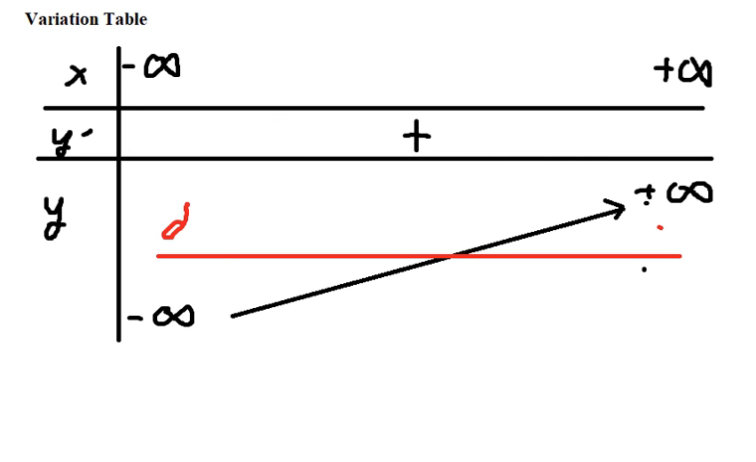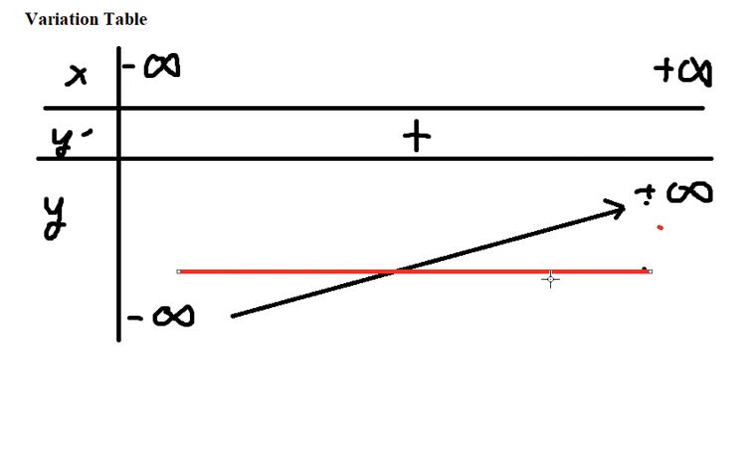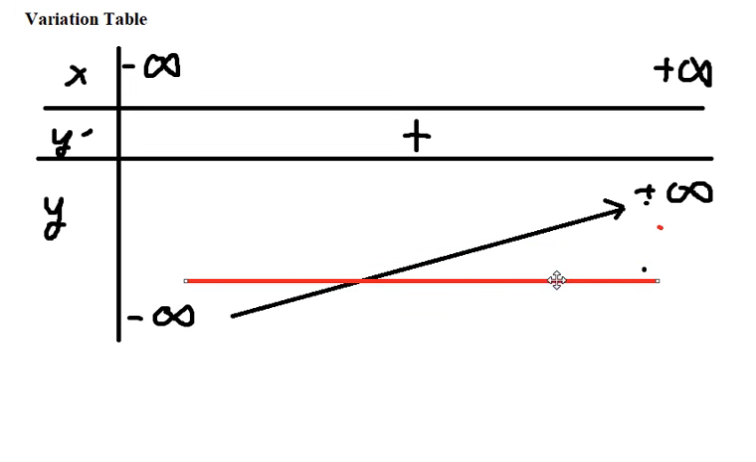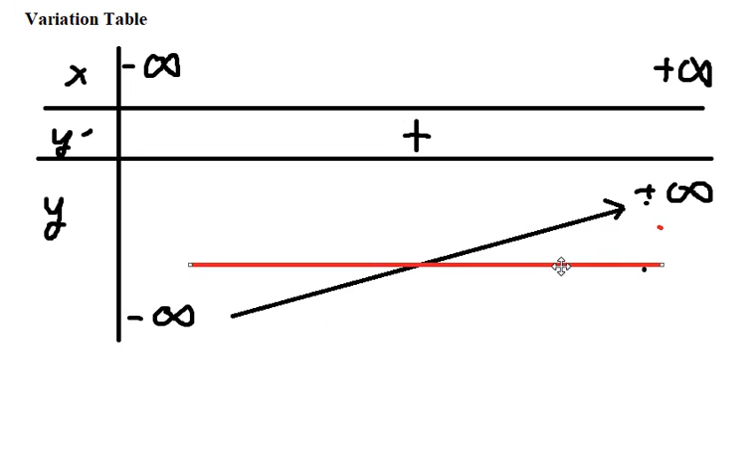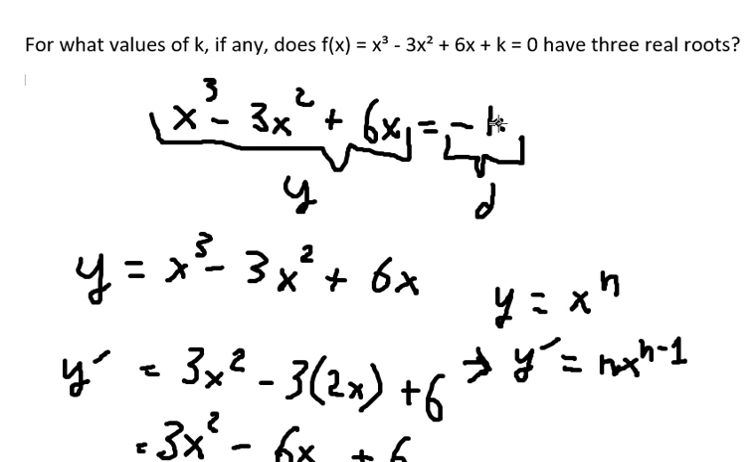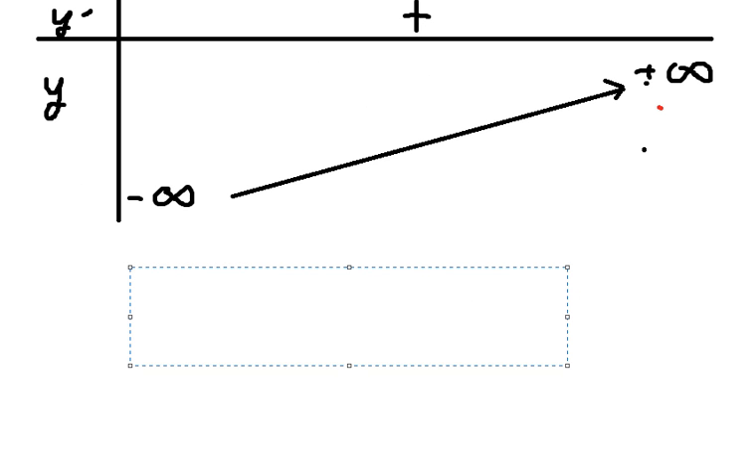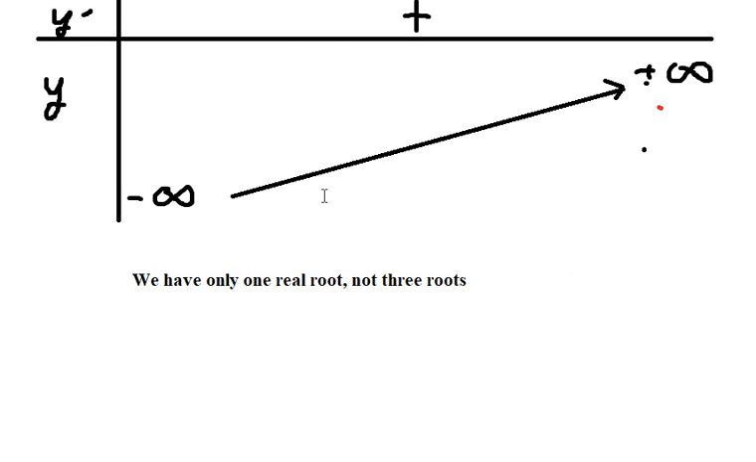Because there is always only one intersection with the graph of y, that means there is only one real root, because k just gives a straight line. That means we only have one real root, not three roots. This is the end. Thank you for watching.